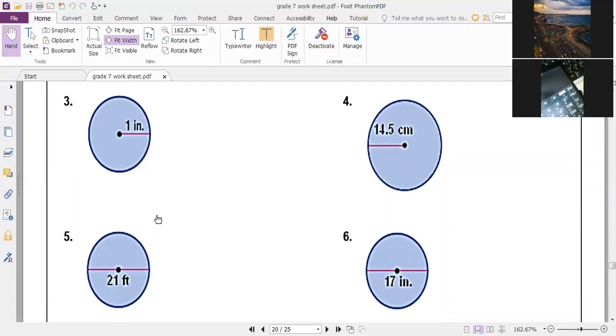The other example, example number 4. If he gives me 14.5 as the radius, how can I find the area of the circle in this case? I will use the rule: the area is 3.14 times r squared. So 3.14 times r, here equal to 14.5, and this number is squared. So 3.14 times 14.5 squared.